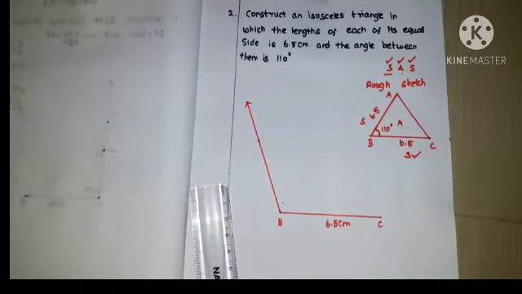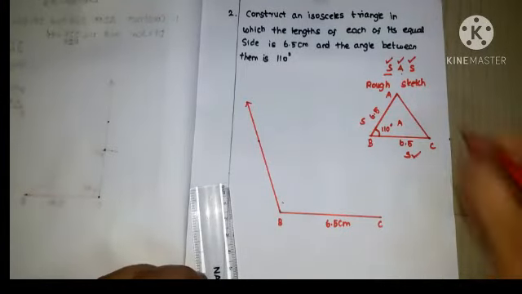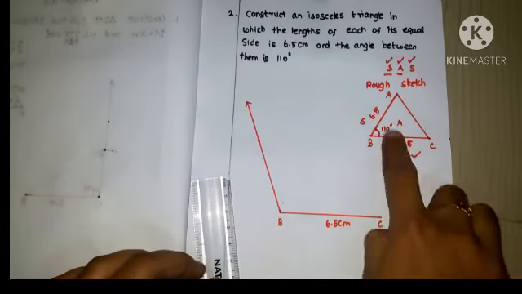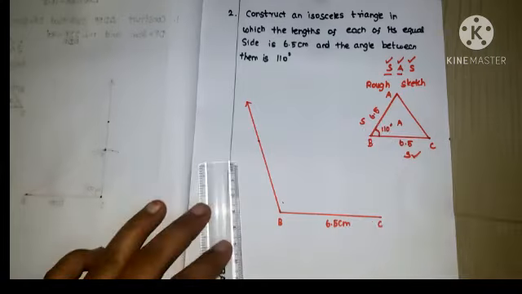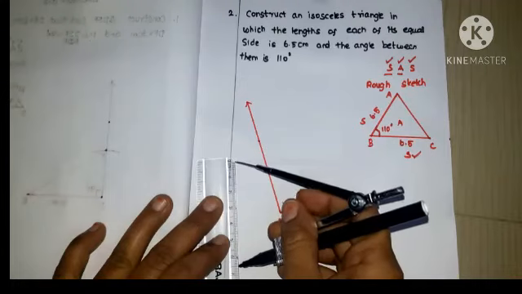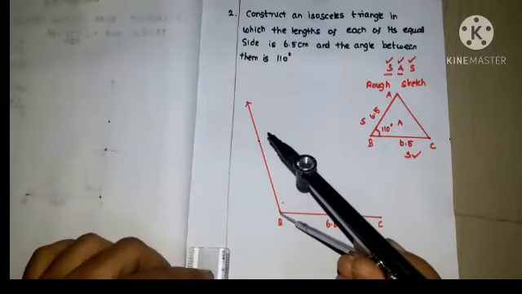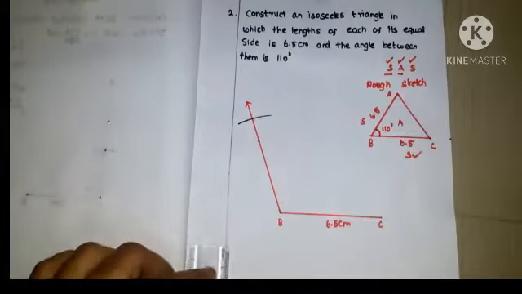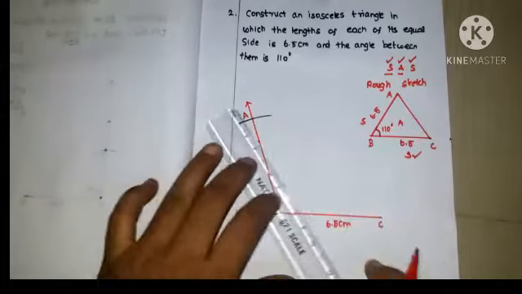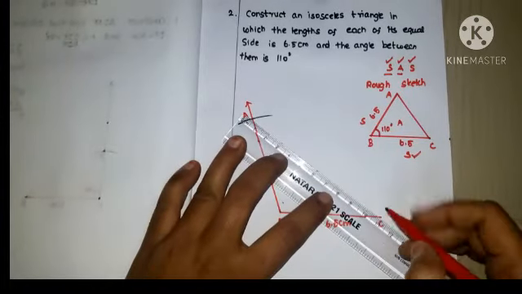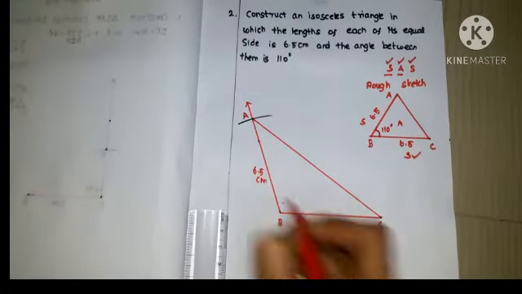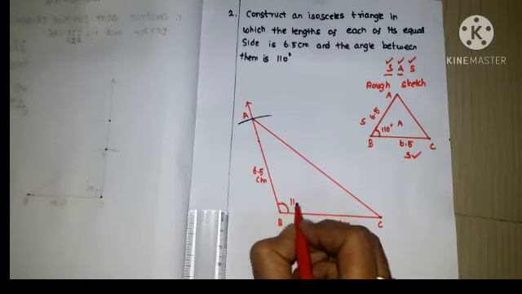Now I finished the angle, so I finished this side and the angle. Now I move on to the next side, which has to be 6.5. For that I am using the compass: extend the pencil tip to 6.5. Keep the needle at B and draw an arc. The arc and that ray meet at one point, so that point is A. Join AC. Now this side is 6.5 centimeter and this angle is 110 degrees.